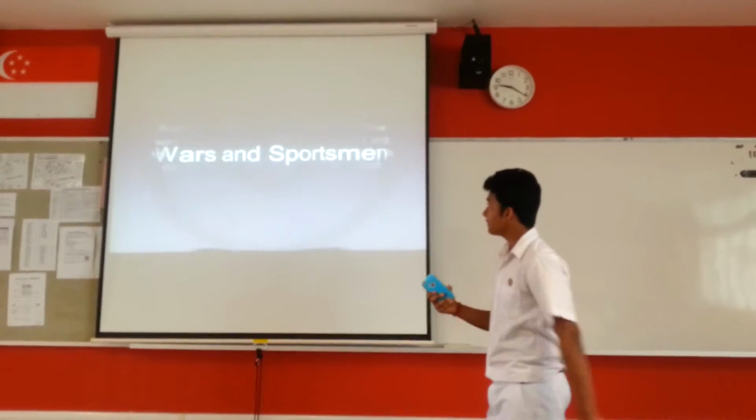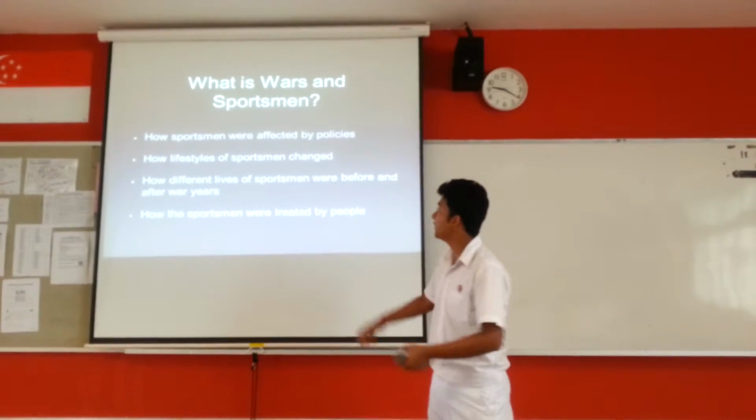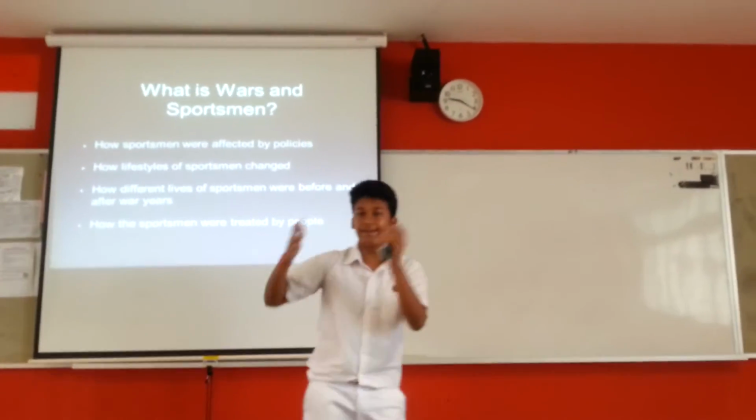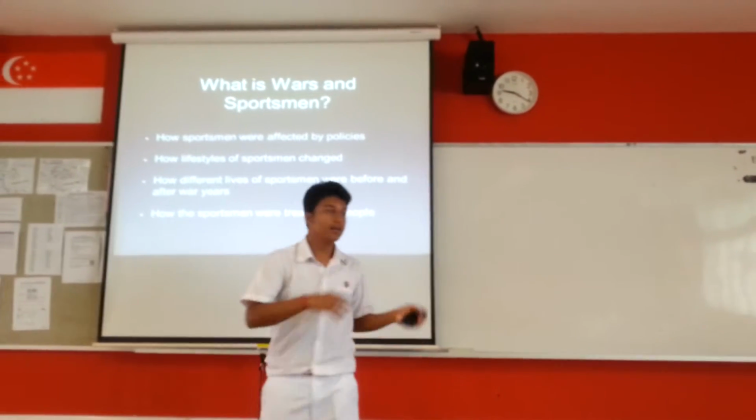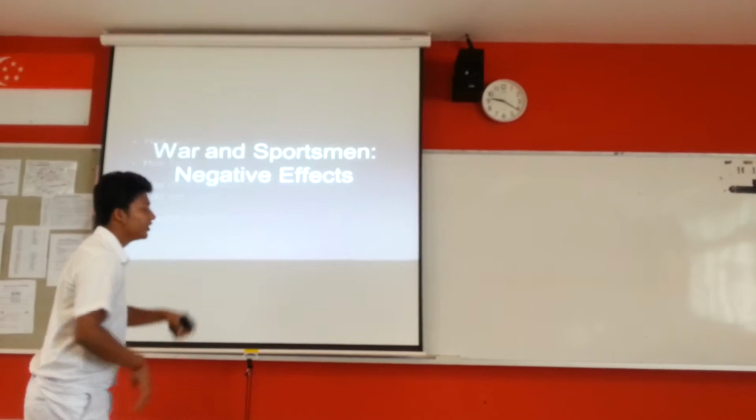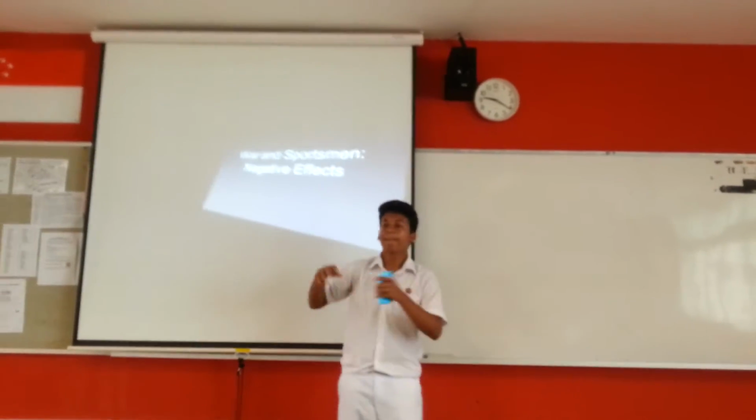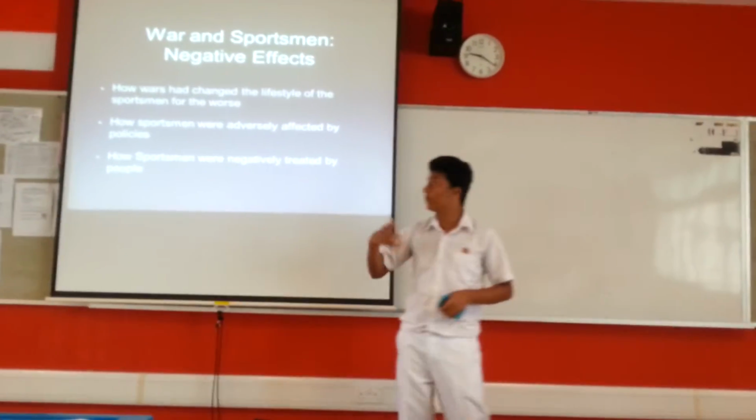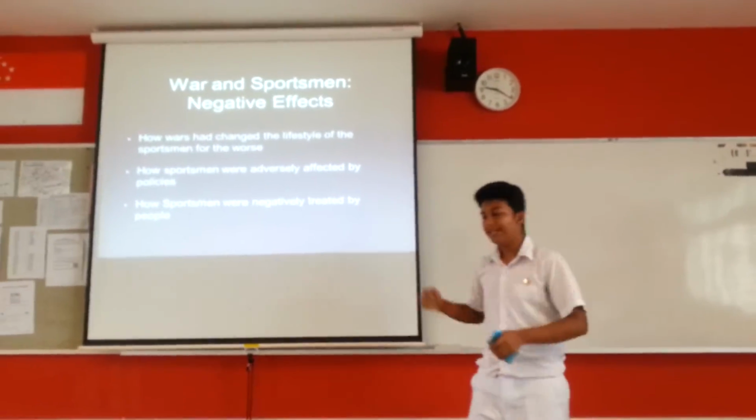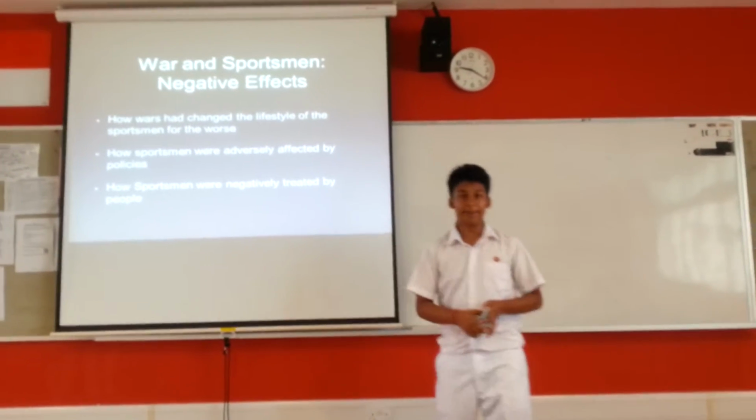And next, this last one is wars and sportsmen. So what is wars and sportsmen? Basically, how sportsmen affected wars, how wars affected sportsmen, how the lifestyle of sportsmen changed, and the last point, how sportsmen were treated by the people. So now, wars and sportsmen, the negative effects. This one is about how sportsmen's lives changed after wars, how people beat them up, and how sportsmen were negatively treated by the people.